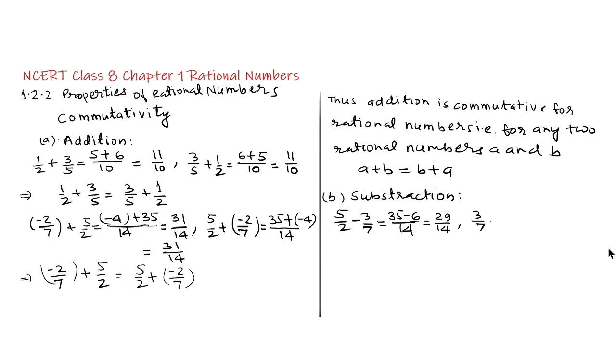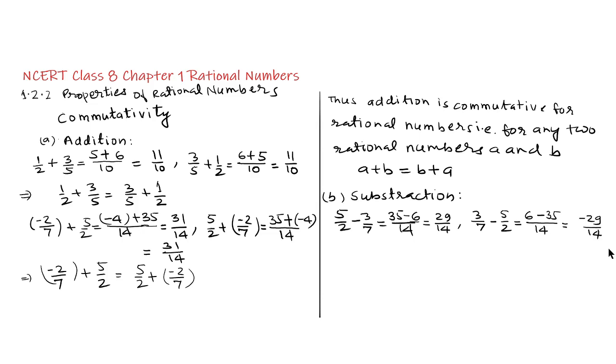Now we change the order of these two rational numbers, and we write 3 upon 7 minus 5 upon 2. This gives us the LCM of 7 and 2 is 14. 7 times 2 is 14. Therefore, 3 multiplied by 2 is 6 minus 2 times 7 is 14. Therefore, 7 multiplied by 5 equal to 35. This gives us 6 minus 35 gives us minus 29 upon 14.